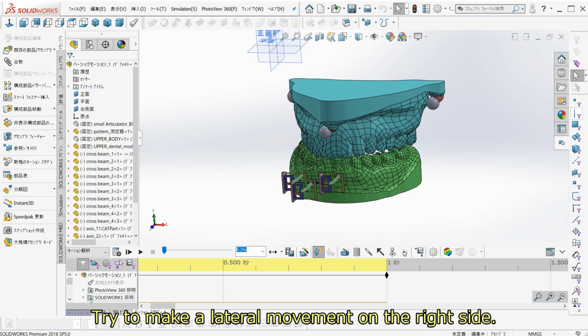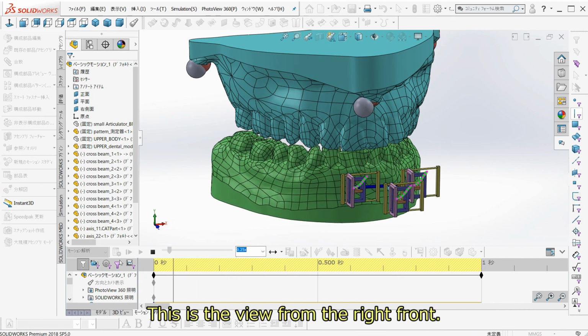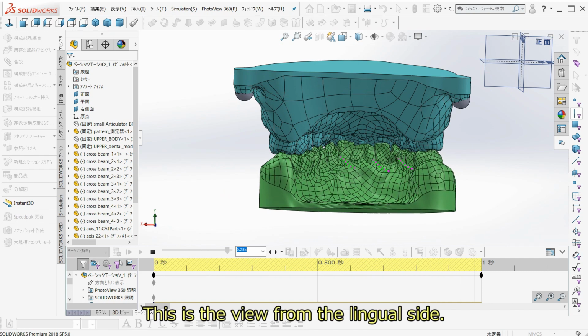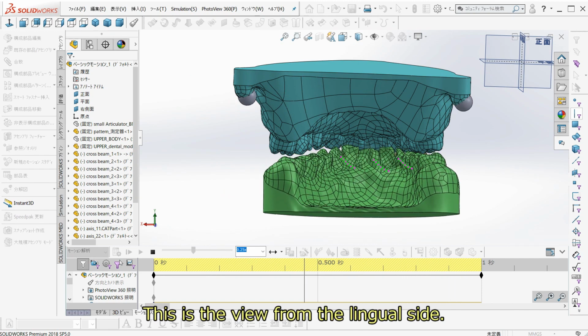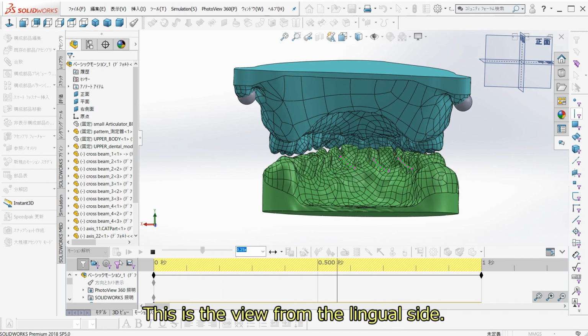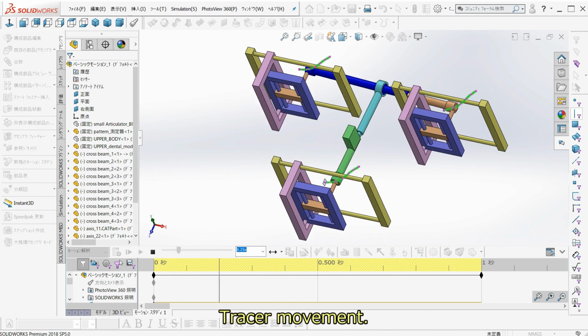Try to make a lateral movement on the right side. This is the view from the right front. This is the view from the lingual side. Tracer movement.